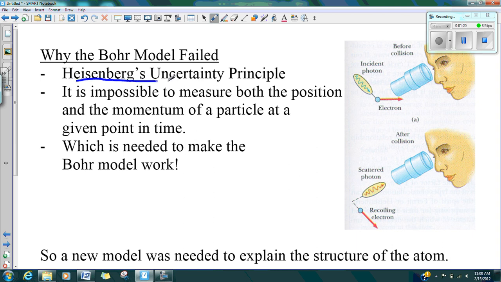So we are fairly convinced that Bohr's model had to be modified, and the Heisenberg uncertainty principle came along. It says that it's impossible to measure both the position and the momentum of a particle at a given point in time.